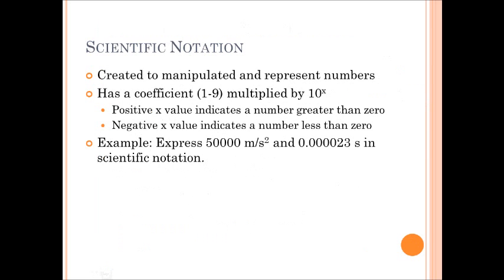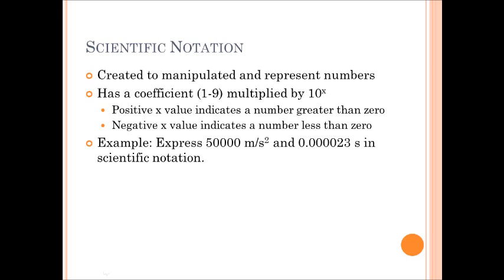Alright, now when we're doing math in science, sometimes we come up with very, very large numbers or very, very small numbers. And scientific notation is something that was developed to help manipulate these numbers and to represent these really small or really large numbers. The basic setup is you're going to have some sort of coefficient between 1 and 9 multiplied by 10 to some x value. If your x is positive, then you're going to have a number greater than 1. If your x is negative, it's going to be less than 1. Or, excuse me, less than 0. Positive x is greater than 0. Negative x is less than 0. So, in this case, we have two values in the example.